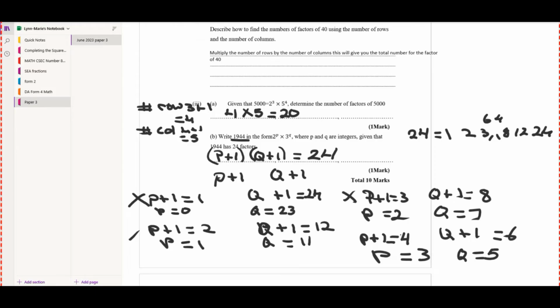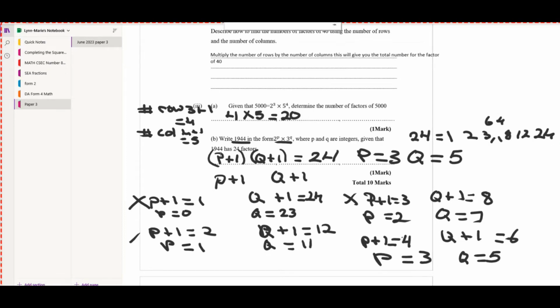Right, and what about 2 to the power of 3 multiplied by, what is Q? 3 to the power of 5. You are in fact getting 1,944. So what you are going to do is solve for what P and Q may be, and then put the values that you get for P and Q into this equation here, and see if you get 1,944. So P is equals to 3 and Q is equals to 5. That is how you would do this question.